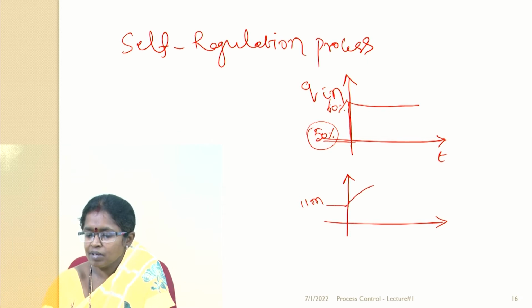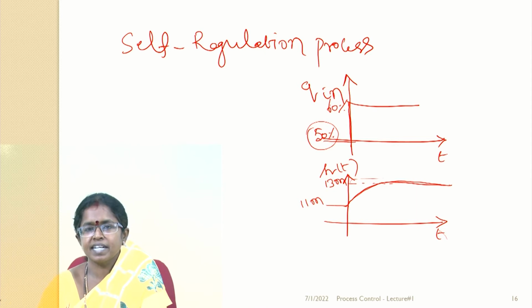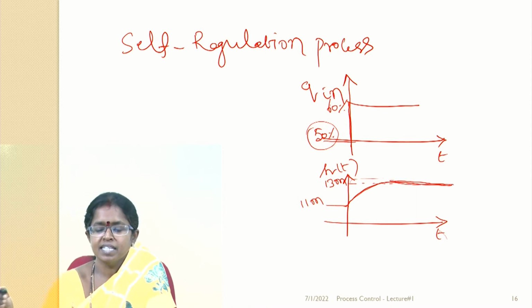It will gradually increase and finally it will reach some final steady state value. This is my H of t versus t. Due to this 10% change in the inlet flow rate, the level will gradually increase from the steady state value. This 11 meter is your steady state value. So it will gradually increase and finally it may settle into 13 meter or 14 meter, some steady state value. Finally it reaches some steady state value.